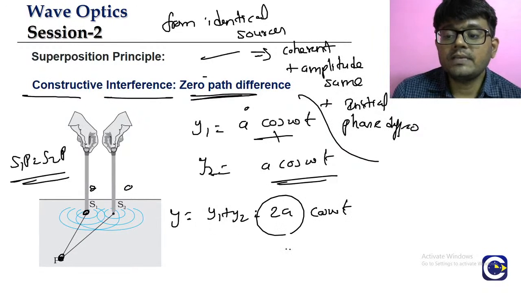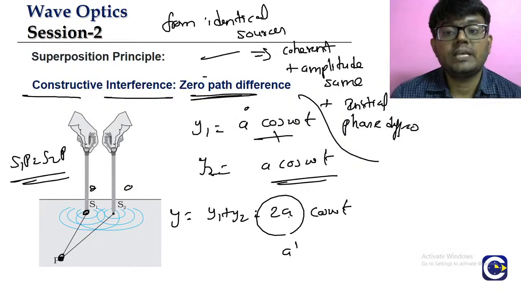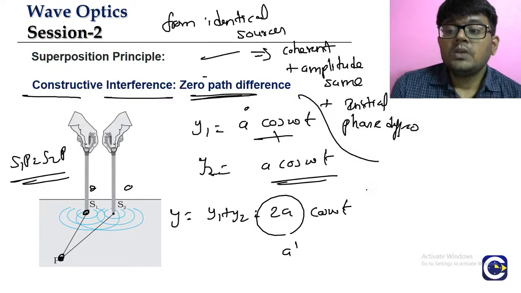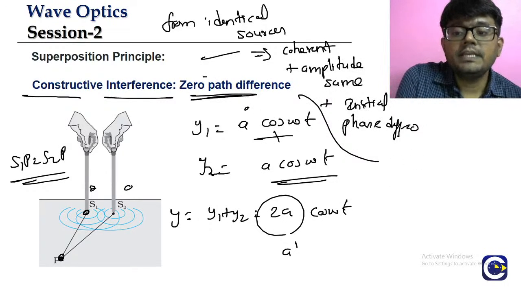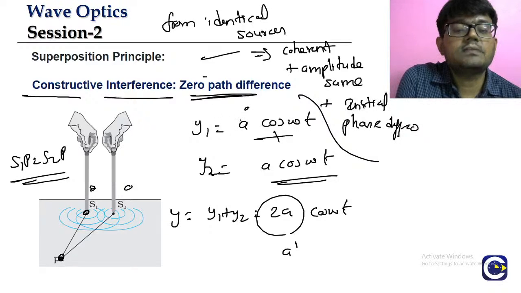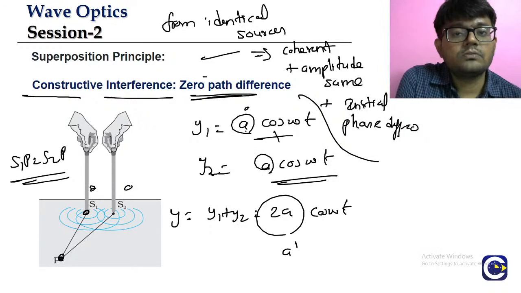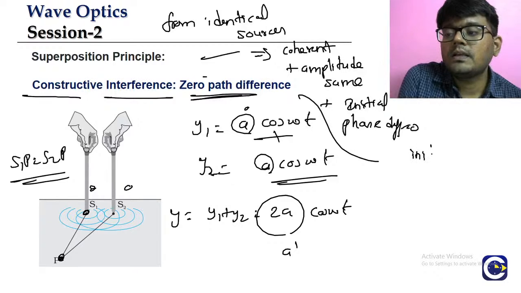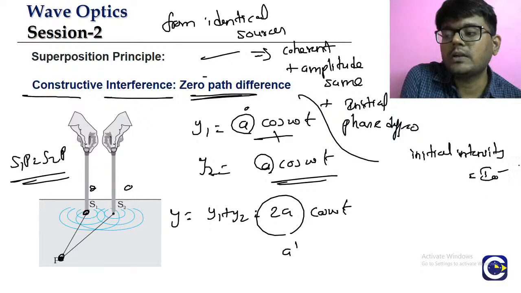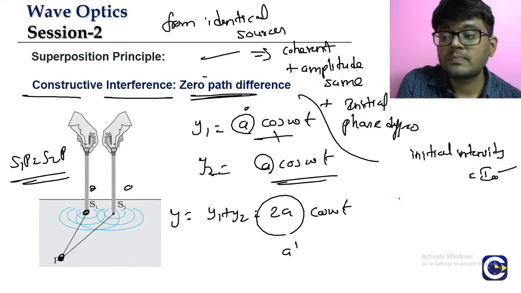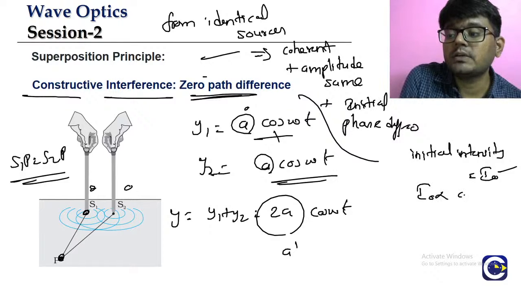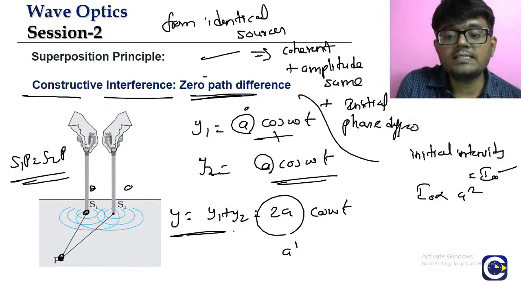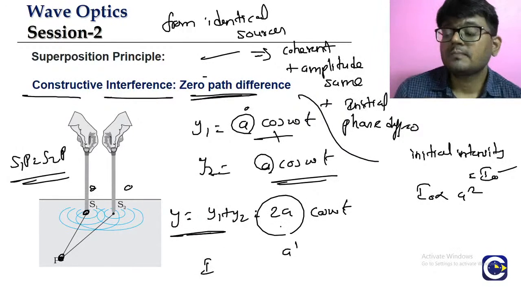So here you can see what is the amplitude? A dash. What is A dash? 2 times A. If you look at the initial intensity for both these waves, same amplitude. So initial intensity, let us take it as I naught. That will be same for both of them. We know I naught is proportional to A square. For the resultant wave, let us say the intensity is I.